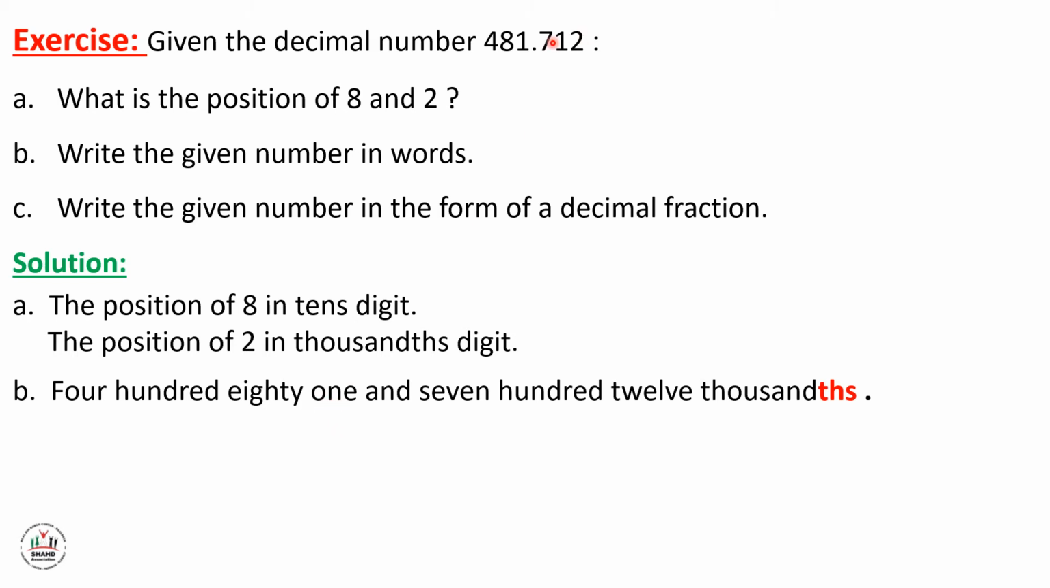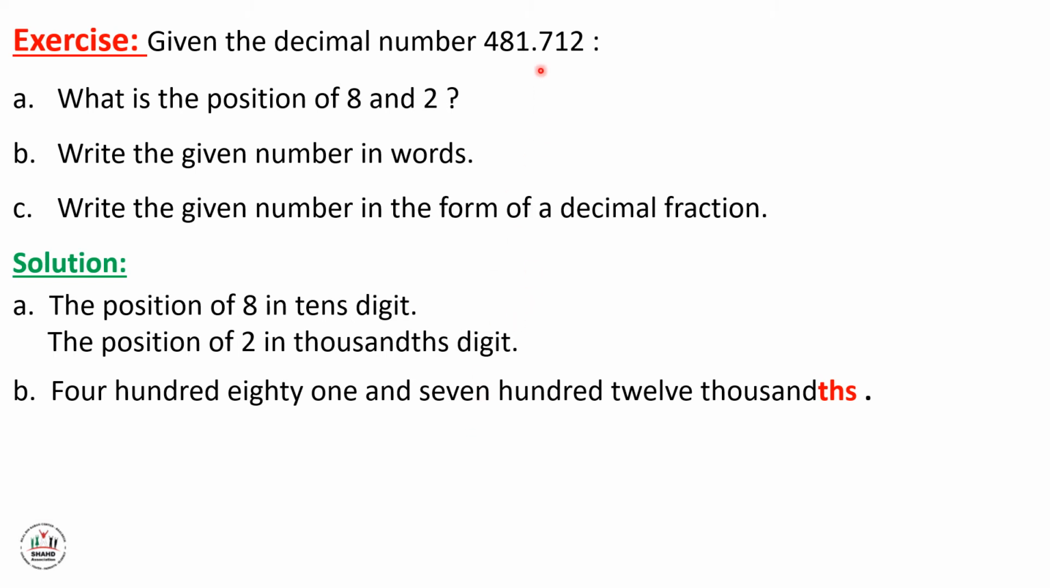We don't need to move any digit to reach the decimal point. 1 comes directly before the decimal point. So 481 is the whole part of this decimal number. The decimal part of this decimal number, we write it after and. So we connect the whole part and the decimal part by the word and. Then we write 7.